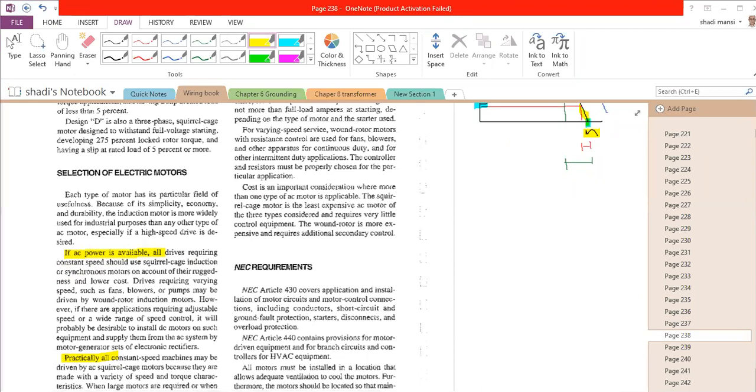Okay, if AC motor is available, all driving requirement constant speed should use squirrel cage induction motor or synchronous motor on account of their rigidness and lower cost. Drive requiring varying speeds, such as fans, blowers, pumping, may be driven by wound rotor induction motor.